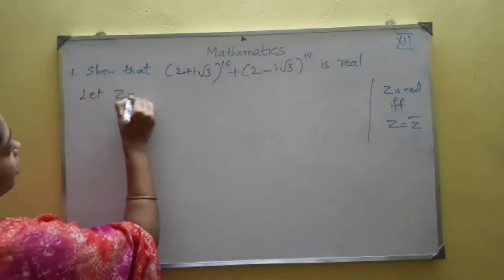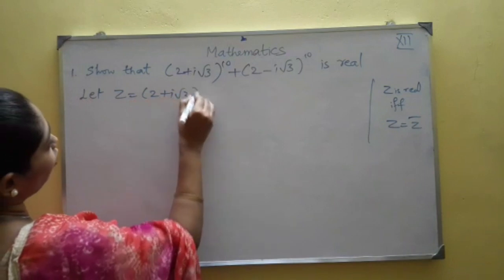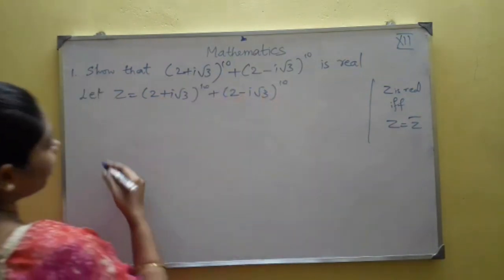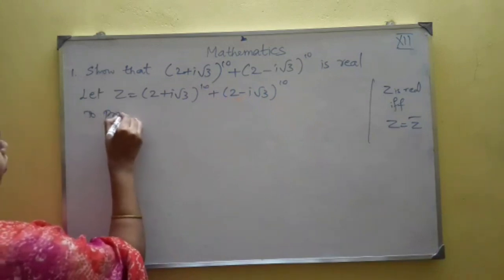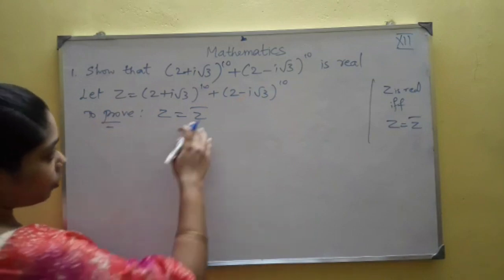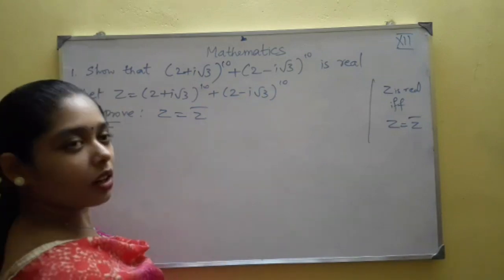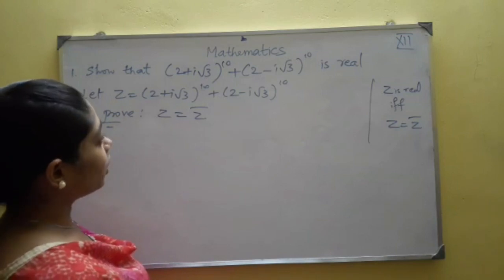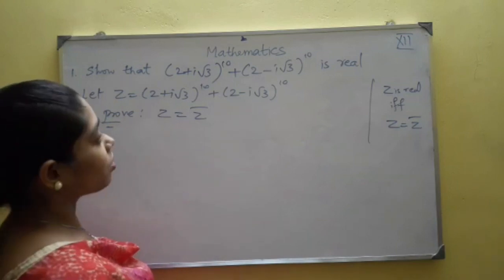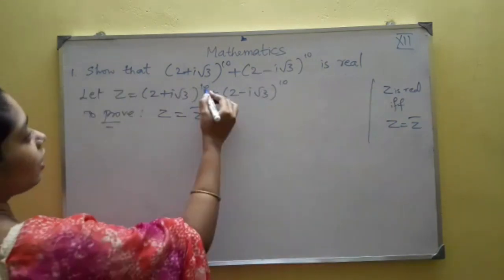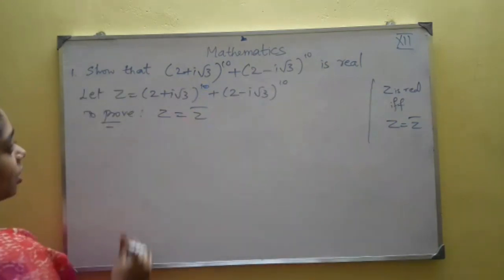So let z is equal to (2 plus i root 3) whole power 10 plus (2 minus i root 3) whole power 10. I want to prove, or it is enough to prove, z is equal to z bar. After proving this, you just quote this theorem, this property, z is real if and only if z equal to z bar, therefore this is real. Okay, so how to prove this equal to its conjugate?